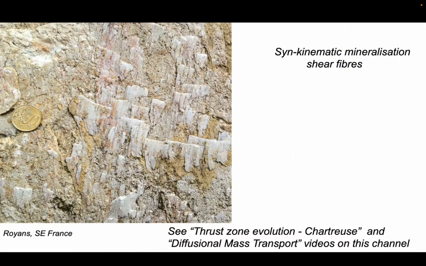of synkinematic mineralization. Here we're looking onto another fault plane from the French Alps, where synkinematic mineralization is manifest by these shear fibers, fibrous growth of new calcite on the fault plane, precipitated in cavities as the fault plane slipped. You can see more about these processes and other examples in other videos on this channel.